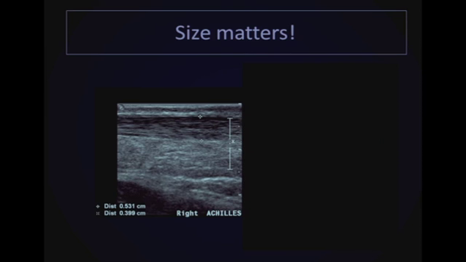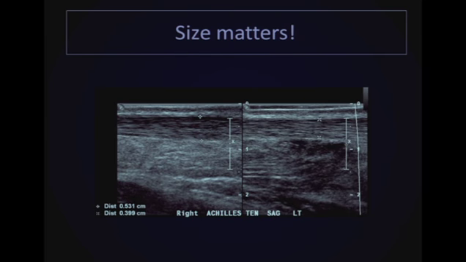As I mentioned earlier, size matters because what looks like a normal size can be asymmetric when compared with the asymptomatic side, and small measurements really do count for a lot. In this case, we're going from 3.9 millimeters to 5.3 millimeters, so you know that this is greater than a 25% difference.